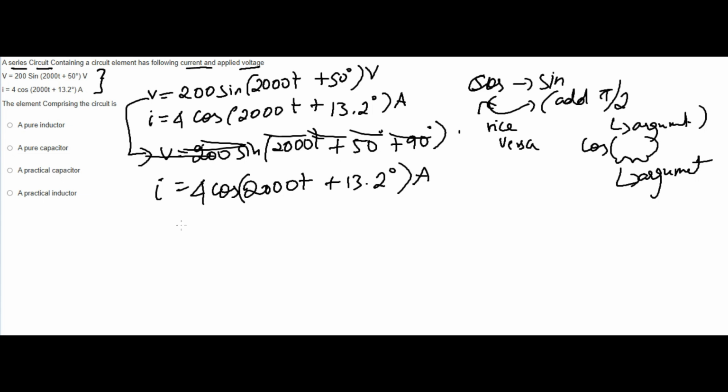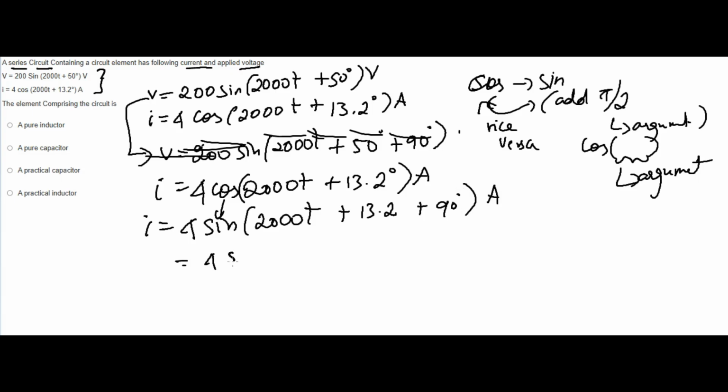Now once again I'm going to do this: I is equal to 4 into sine, changing cos to sine, 2000t plus 13.2, and then one more 90 I'm going to add, in amps. So that is equal to 4 sine of 2000t plus 90 plus 13.2, which is 103.2 amps. So I is equal to 103.2 finally. You have concluded, is it right?